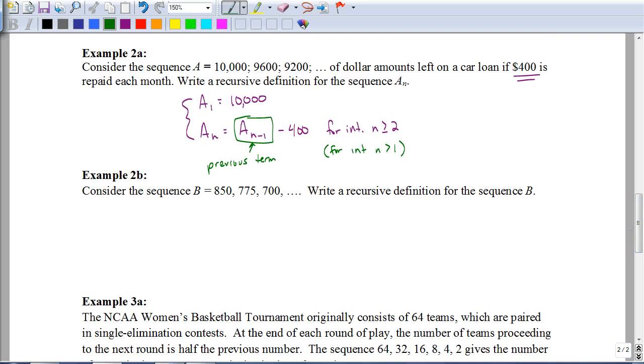Okay, so why don't you guys give this a shot, see if you can figure out the recursive formula for this sequence. So pause the video and hit play when you're ready to check your answer. Okay, so what you should have done is your first term is 850. What you should have recognized here is that we're subtracting 75 each time.